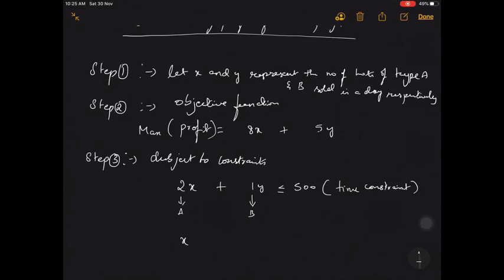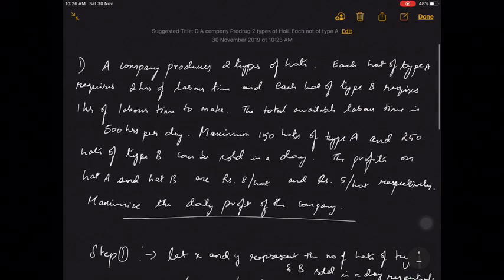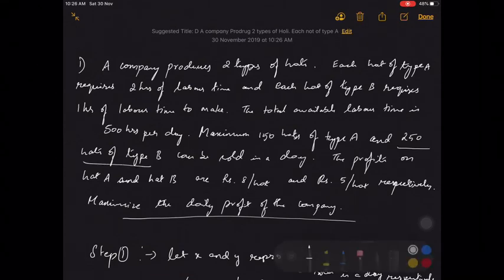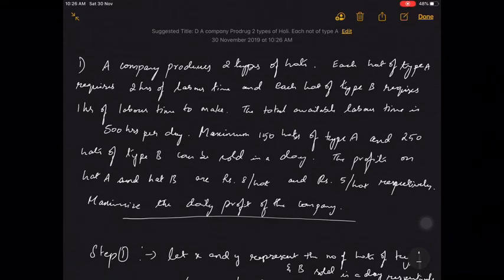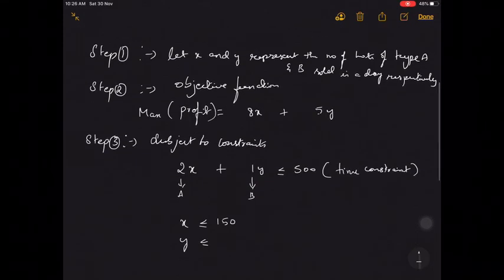So that should not exceed 150. And again Y represents number of hats of type B sold in a day, that should not exceed 250 hats. It clearly says it is 250 hats maximum that you can make. So hence the number of hats made and sold of type B should not exceed 250, so our Y should be less than or equal to 250 hats.